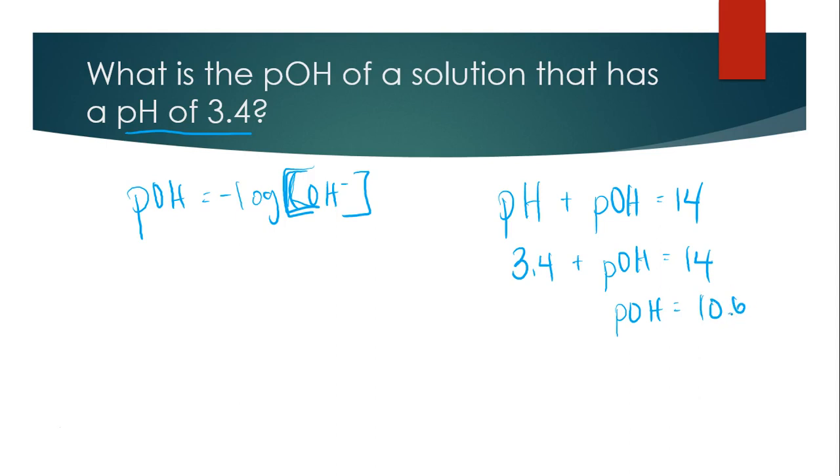Now, we keep whatever decimal places that we had before. This had 1 decimal place, so we're going to keep 1 decimal place because we assume that this 14 has an infinite number of sig figs after it.